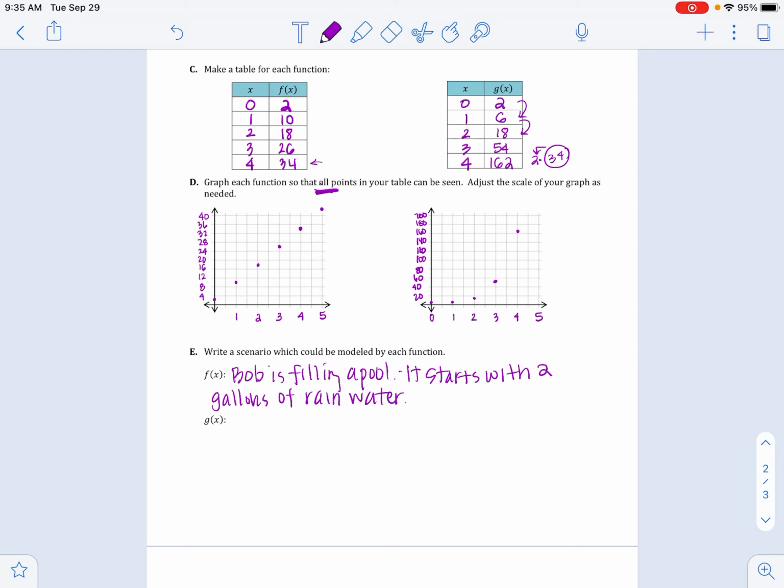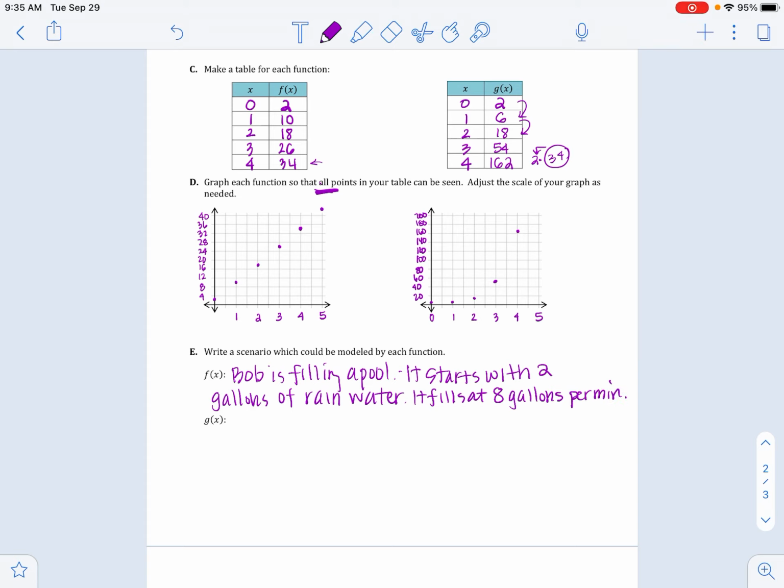Now I have to say what's happening. So it's changing by 8. So I'm going to say it fills at 8 gallons, and then I need like a time. So I'm going to say per minute. So it fills at 8 gallons per minute. And there's my scenario. Okay.